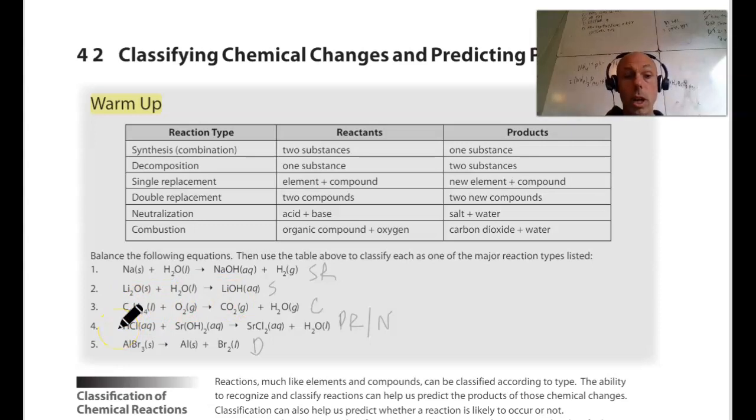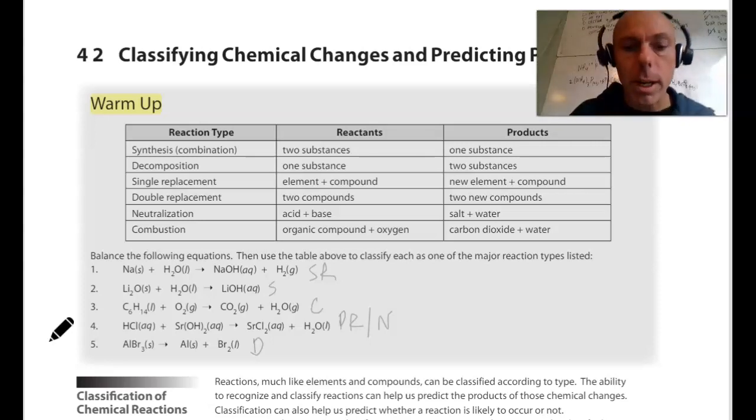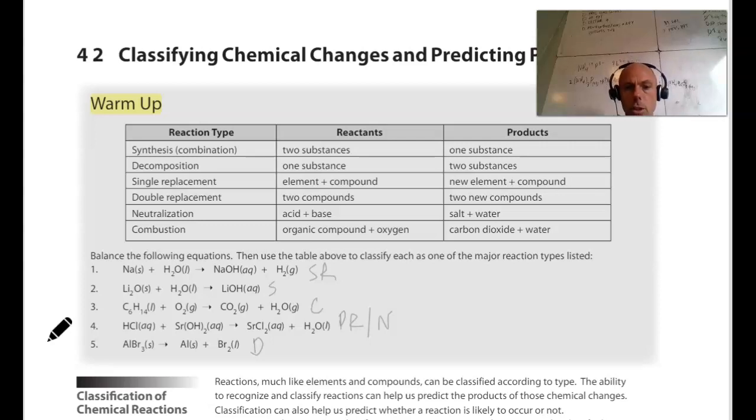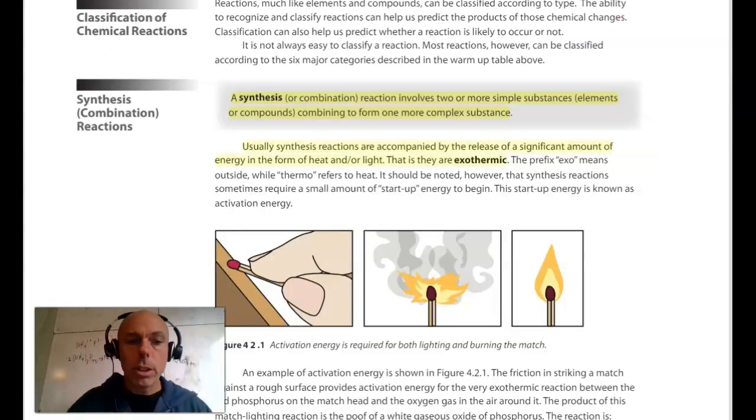4 is, generally speaking, a double replacement reaction where 2 compounds form 2 new compounds. But because HCl is an acid and strontium hydroxide is a base, we'll learn that strong bases, there's also weak bases, strong bases always have hydroxide as their anion. Because this is an acid and a base, it's a special type of double replacement reaction called a neutralization. And then for 5, I got decomposition. Notice I'm using common abbreviations: SR for single replacement, S for synthesis, C for combustion, DR for double replacement, N for neutralization, and D for decomposition. Well, that list of 6 reaction types isn't a complete list, meaning there's other types of reactions out there.